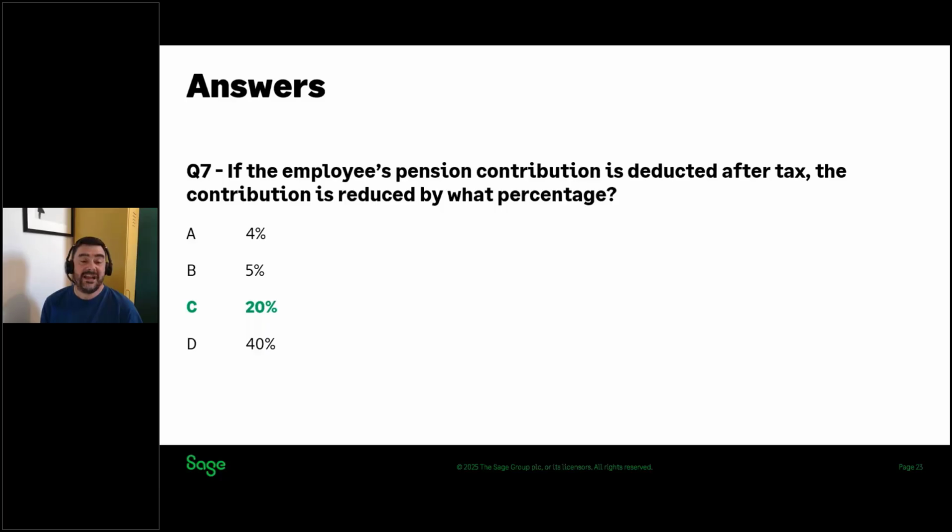Now, if a deduction is made after tax, the 20% reduction is due to the basic rate of tax that will actually be reclaimed by the pension provider direct from HMRC. So if you were to put a 5% contribution rate in, and that is being deducted after tax, that is reduced by 20%, meaning in effect, you will see 4% being deducted from the employee, and that tax relief still goes into the pension pot, but that is then claimed back by the provider from HMRC. So the correct answer there was 20%.